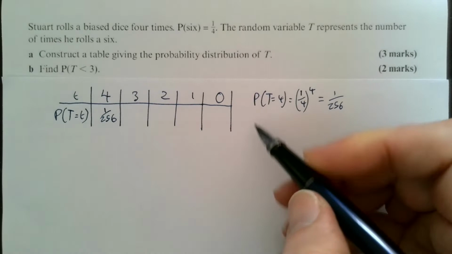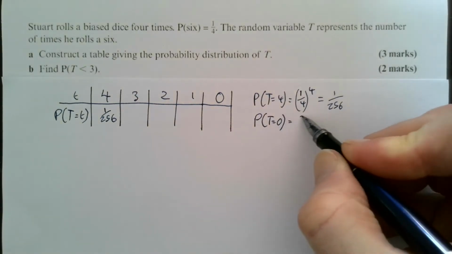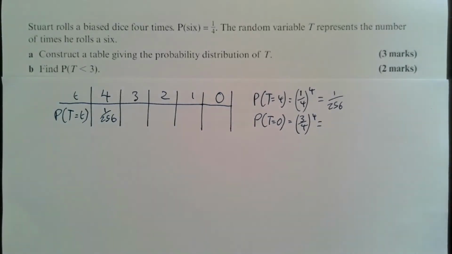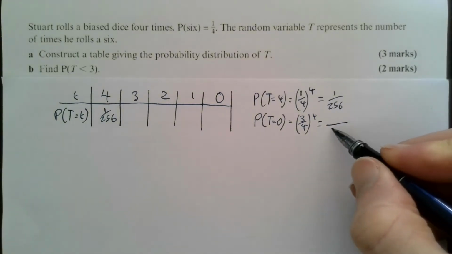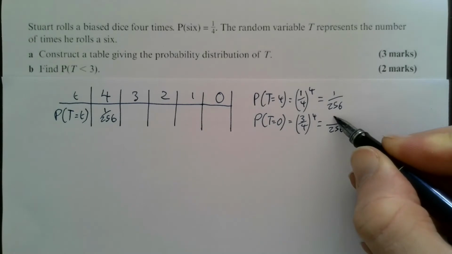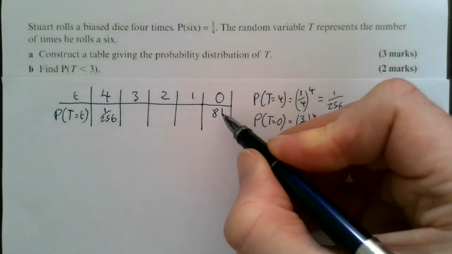What's the chance of getting none at all? Well, that's going to be 3/4 to get not a 6, isn't it? For that to happen 4 times in a row, you're going to have to do that again. So you're going to get 4 to the power of 4 on the bottom, and you're going to get 3 to the power of 4, which is 81, on the top.